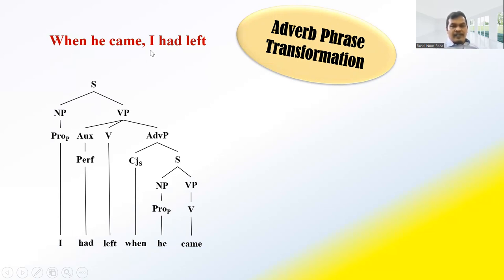So this is the main clause, I had left, and when he came. And these are the constituents of I had left when he came, by using tree diagrams. So auxiliary, we have perfect here, and then we have the verb left. We have a subordinate conjunction, when. Because you see that actually the adverb phrase here is composed of a sentence, because you know that the adverb phrase is composed of conjunction and sentence.